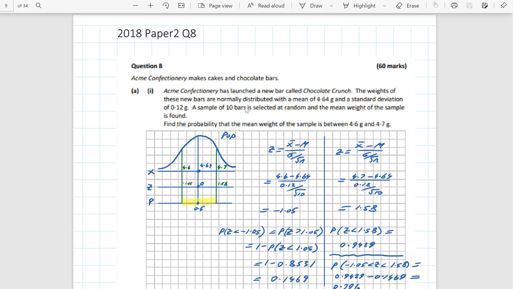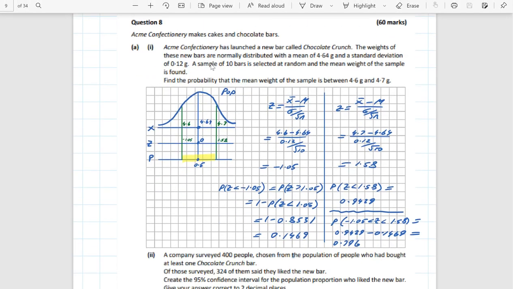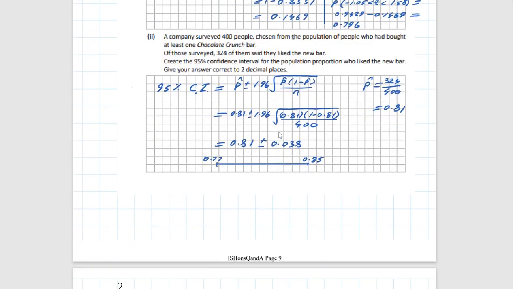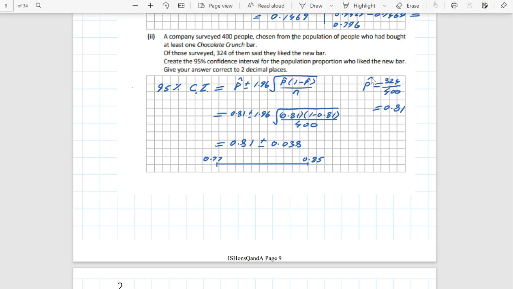Just to look at another one, 2018, the previous year, paper 2. Part A was a sample mean, so we've done those. But if you go on to part B, you'll see a similar type of question. A company surveyed 400 people, so again that's your sample size, n, from the population of people who had bought at least one bar. Of those surveyed, 324 liked this new bar. So there's your proportion again: 324 of the 400 liked it. That's your p hat, your sample proportion, and that works out to be 0.81.